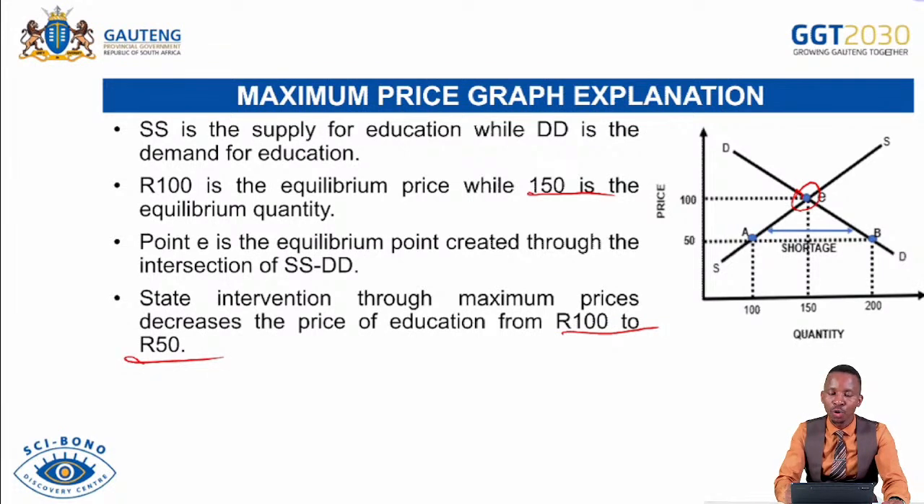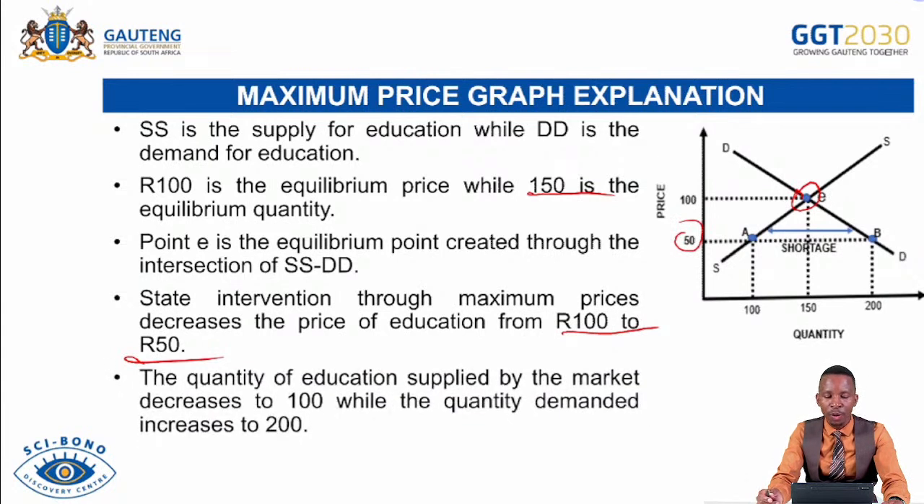So the price tends to go below, down to 50 rand. And then what happens? The quantity of education supplied by the market decreases from 150 to 100, while the quantity demanded increases to 200, meaning in this case we come across a shortage of education within this range. Education will be supplied up to this range. From this point going further to point B, education will not be supplied by the market.